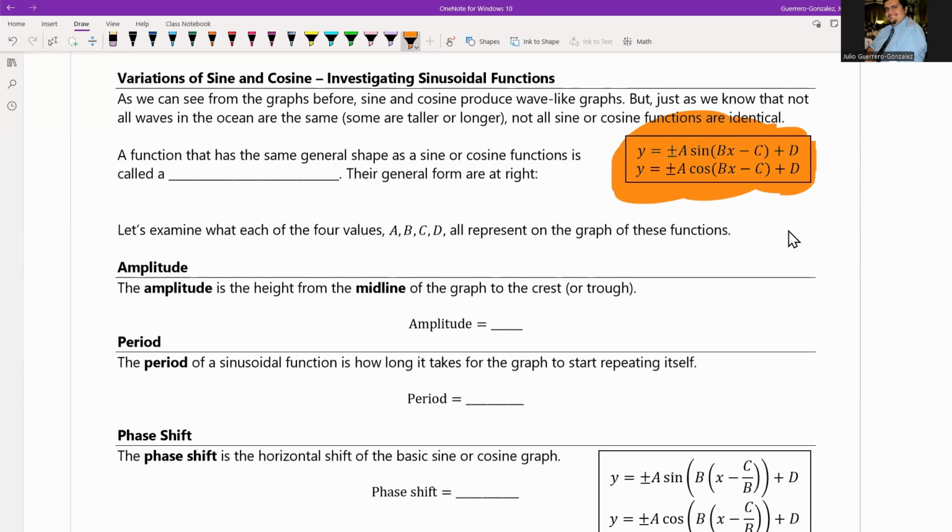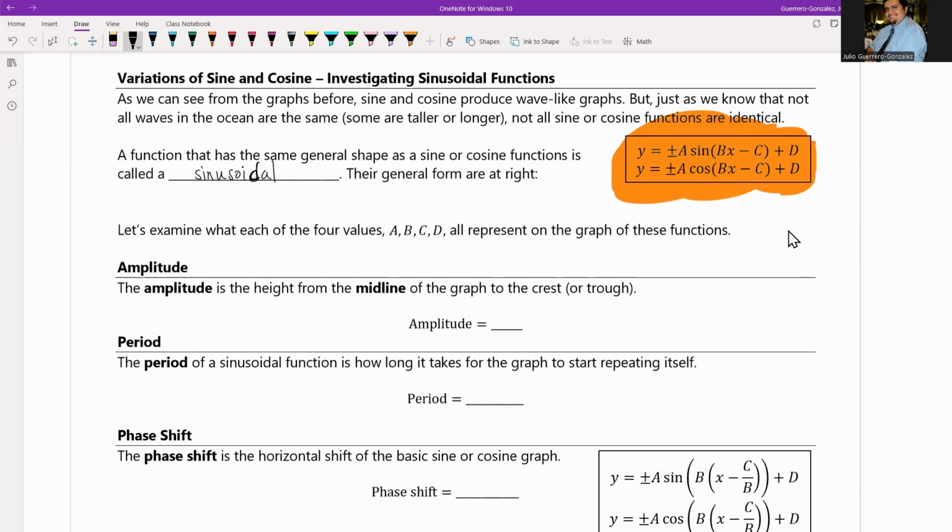All of those squiggly graphs that we have are called sinusoidal. Let me actually write it correctly. Sinusoidal. That's a D. There we go. They're called sinusoidal graphs.